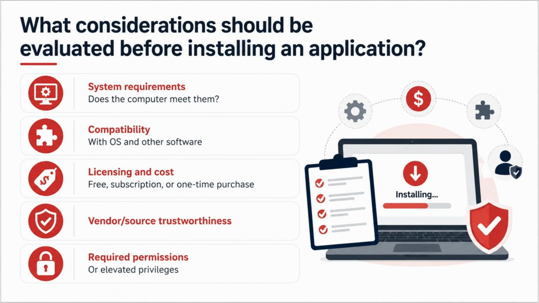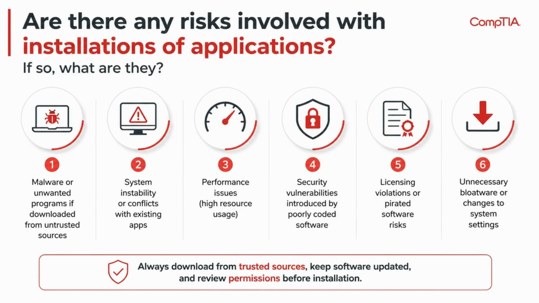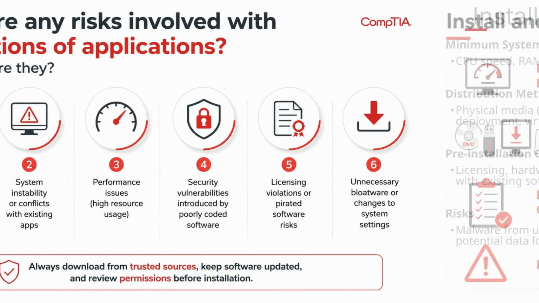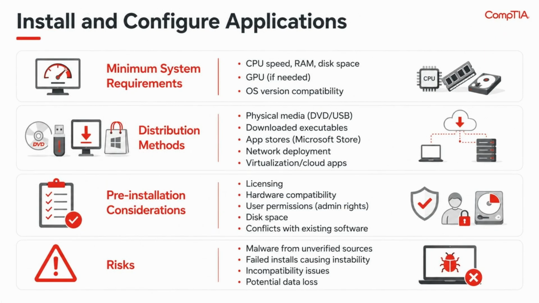Before you begin an installation, evaluate your specific needs. Verify compatibility with your OS, review licensing and costs, assess the trustworthiness of the source, and ensure you have the required administrative permissions. Be aware that software installations carry risks, including potential malware from untrusted sources, system instability, performance issues due to high resource usage, and security vulnerabilities. Always prioritize trusted sources. In summary, remember to check your hardware and software requirements, choose your distribution method wisely, perform a thorough pre-installation assessment, and mitigate potential security or stability risks.